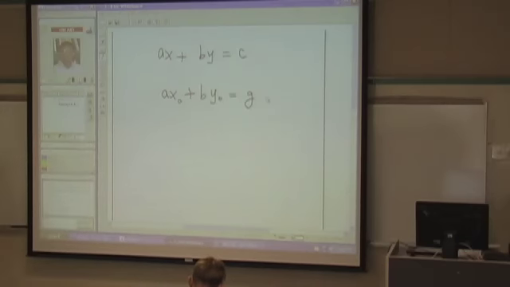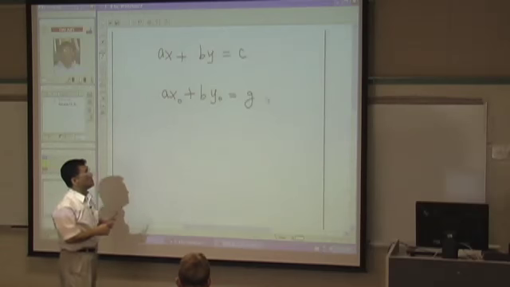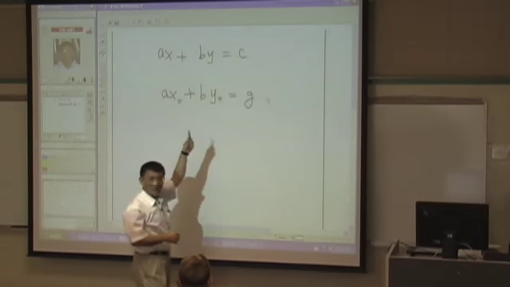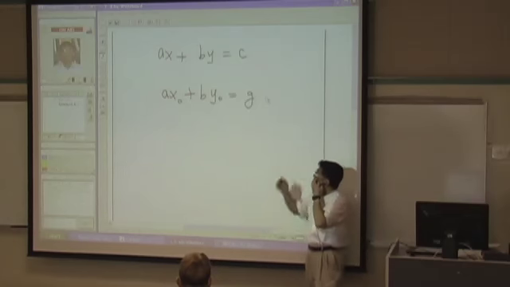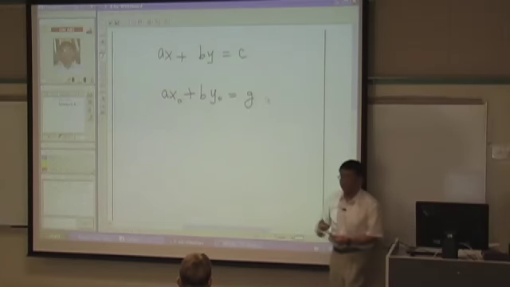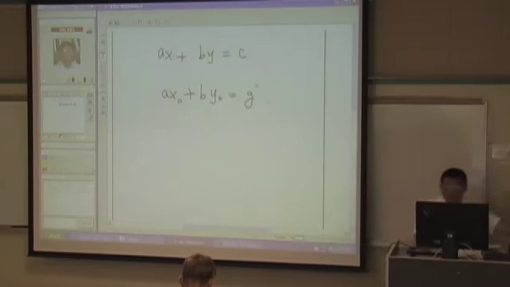Then what should you do? That's the question. What should you do? You are asked to find the number x0, y0, satisfying the above one, not the second line, right? What should you do? Because GCD should divide the C, we can multiply both sides by C over G.